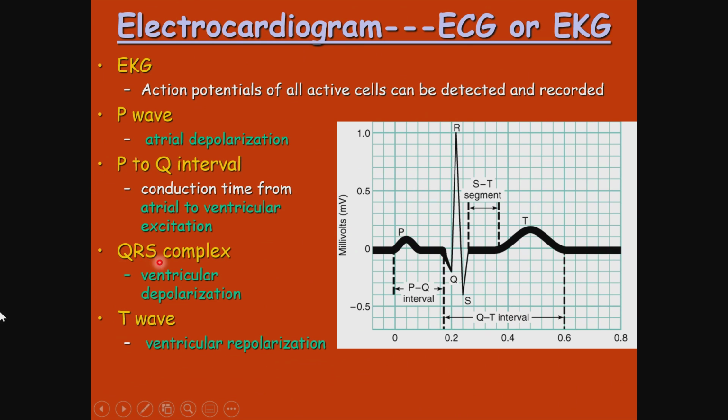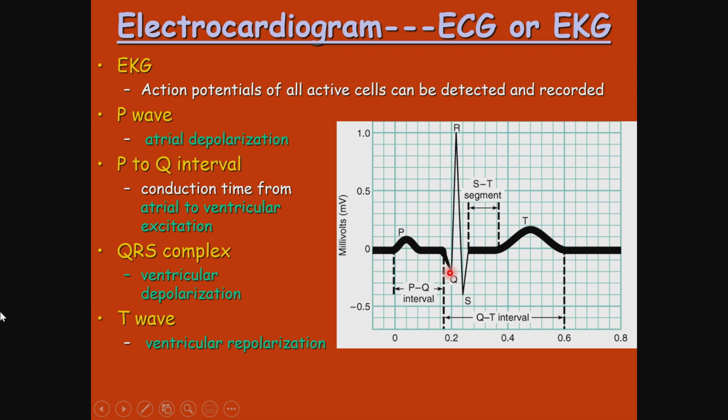Okay, the electrocardiogram. I'm sure you guys have all seen an EKG or ECG before, but probably don't know what all those little spikes mean. First of all, in an EKG, what they're doing is measuring the action potentials that are occurring while your heart is beating. This first little wave right here is called the P wave, and that's when the atrium is depolarizing. Then from P to Q, we call that the P to Q interval. That's the conduction time from the atrium to the ventricle being excited. We call that atrial to ventricular excitation.